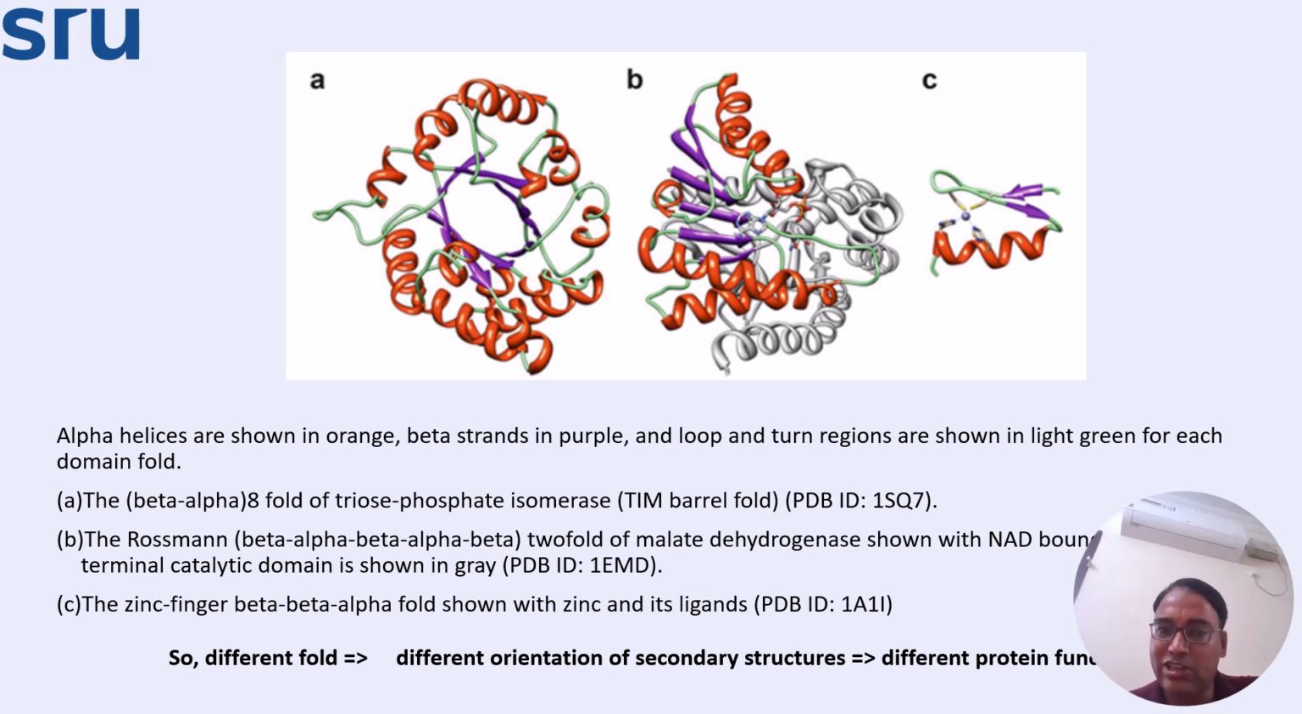Here the terminal catalytic domains are there, 1EMD. Now see the zinc finger part, beta alpha beta. Similar parts, these helices and sheets, are used the same way but in different orientations, with different strategies. So it gives different folds, different functions. Different folds, different orientations of secondary structures, different function.